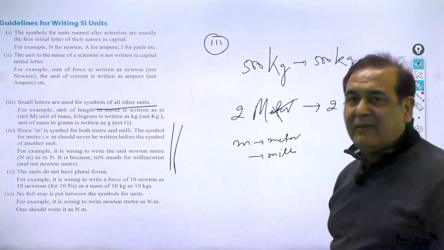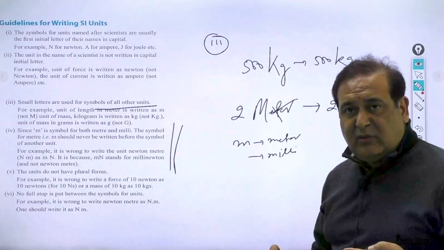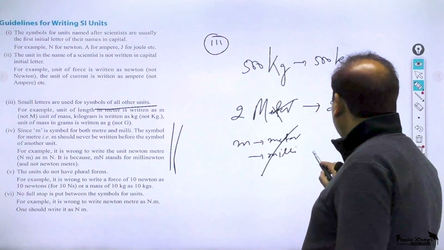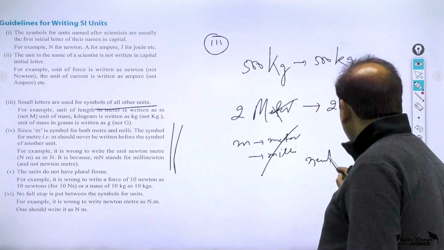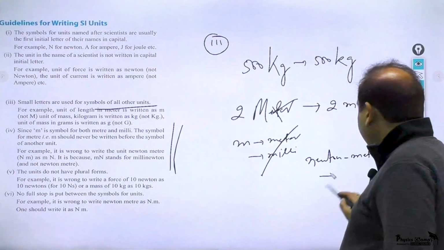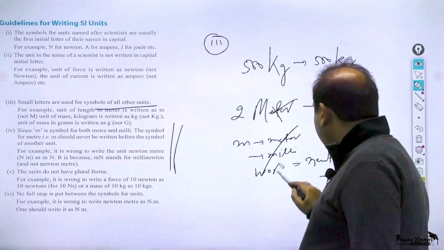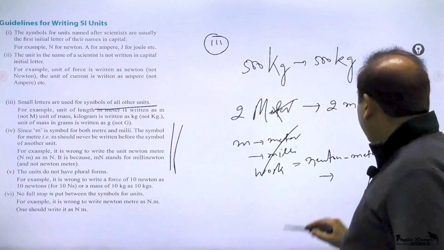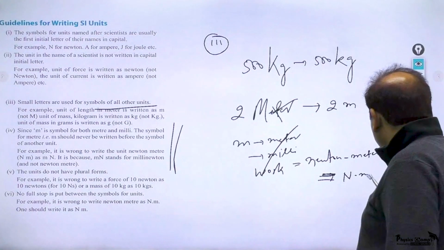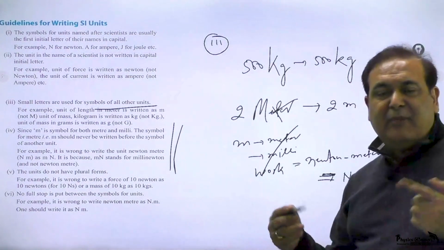Now question is, in what situation it should be used as a milli and in what situation it will be used as a meter. So here, when we are writing Newton meter, say the unit of work, Newton meter. So here, it should be written as N m, like this. So meter, whenever it is afterward, then it is meter.